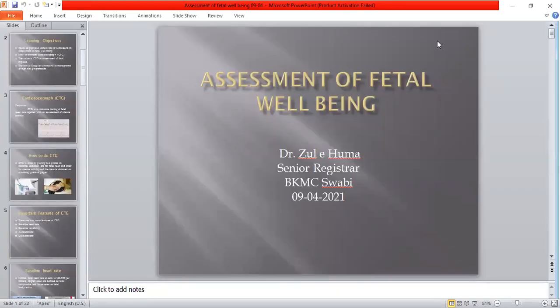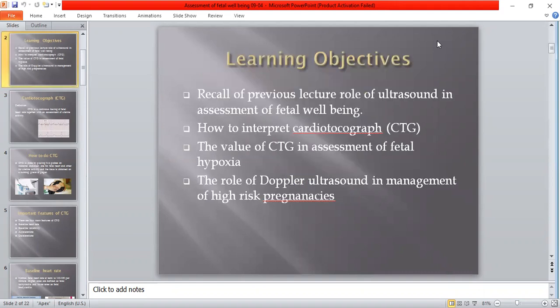Today we are going to discuss assessment of fetal well-being, that is continuation of the last lecture. The learning objectives of today's presentation are recall of the previous lecture, that is the role of ultrasound in assessment of fetal well-being. So we have to take a quick review through the previous lecture.